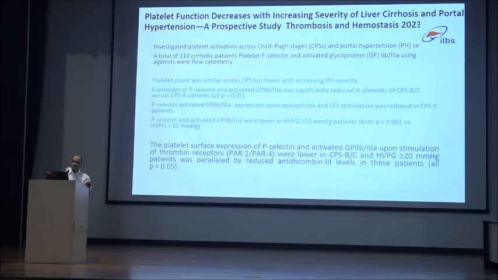The expression of these platelet activation markers was significantly lower in Child B and C as compared to Child A, and these markers were further reduced in Child C. P-selectin and activated glycoprotein were lower when the portal hypertension was prominent, like HVPG more than 20. So the conclusion of this study is that the platelet activation markers go down when there is advanced liver disease and advanced portal hypertension.